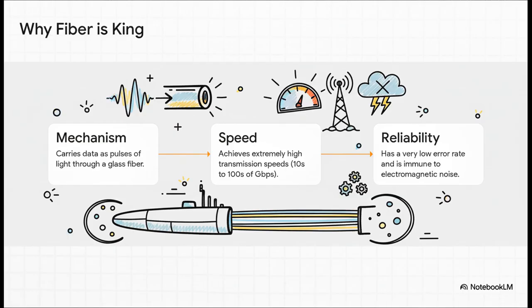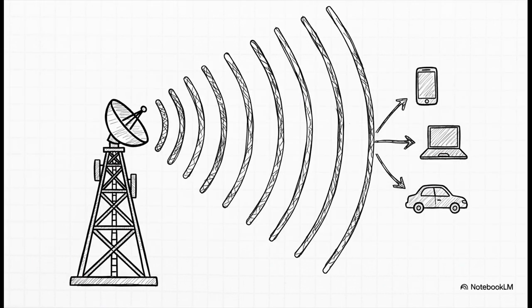Well, instead of pushing electricity down a wire, it shoots pulses of light down a strand of glass that's thinner than a human hair. This lets it achieve almost unbelievable speeds. We're talking hundreds of gigabits per second on just one fiber. And because it's light, it's not affected by electromagnetic noise, which makes it incredibly reliable. Okay, so what about the unguided roads?